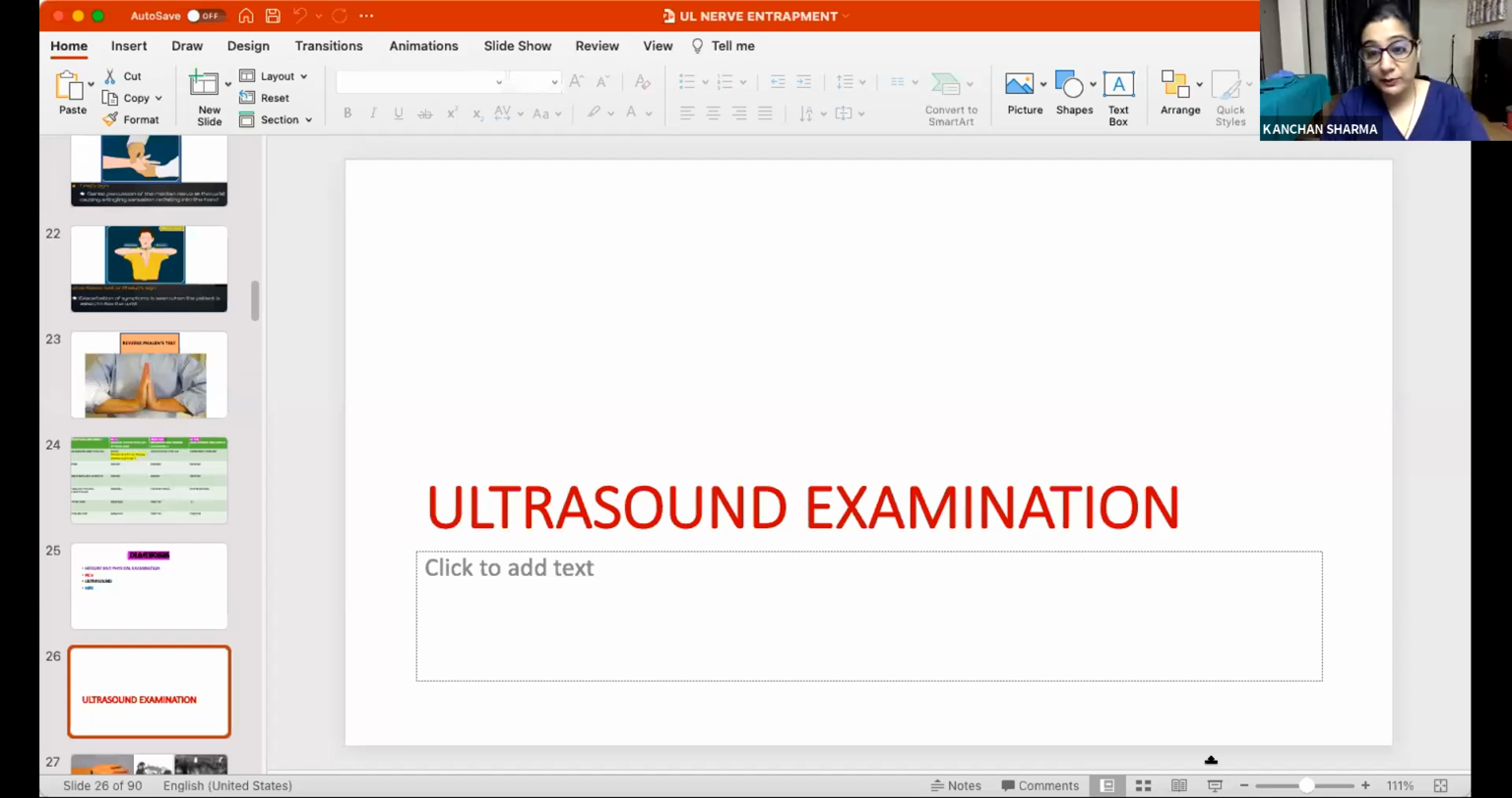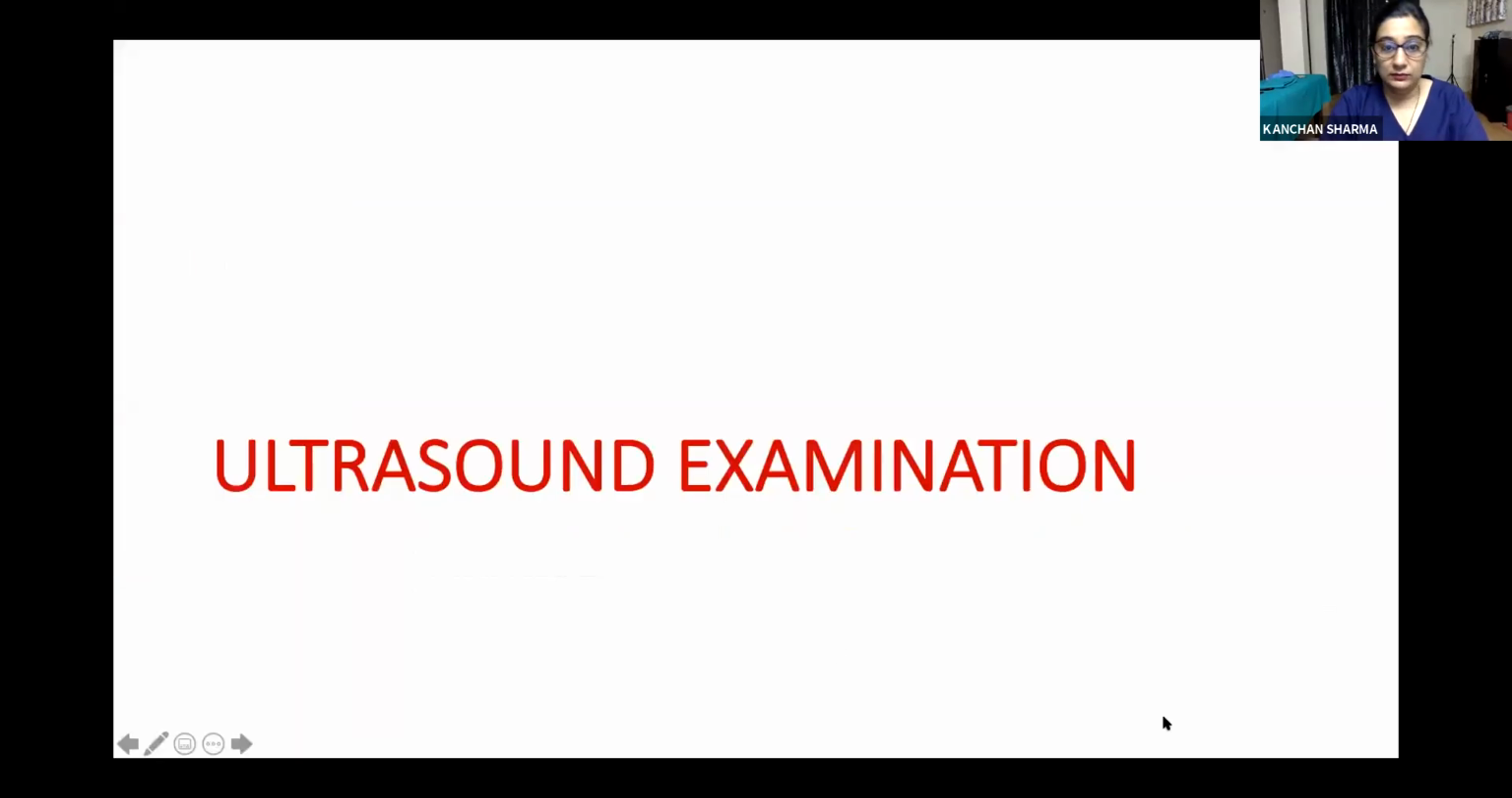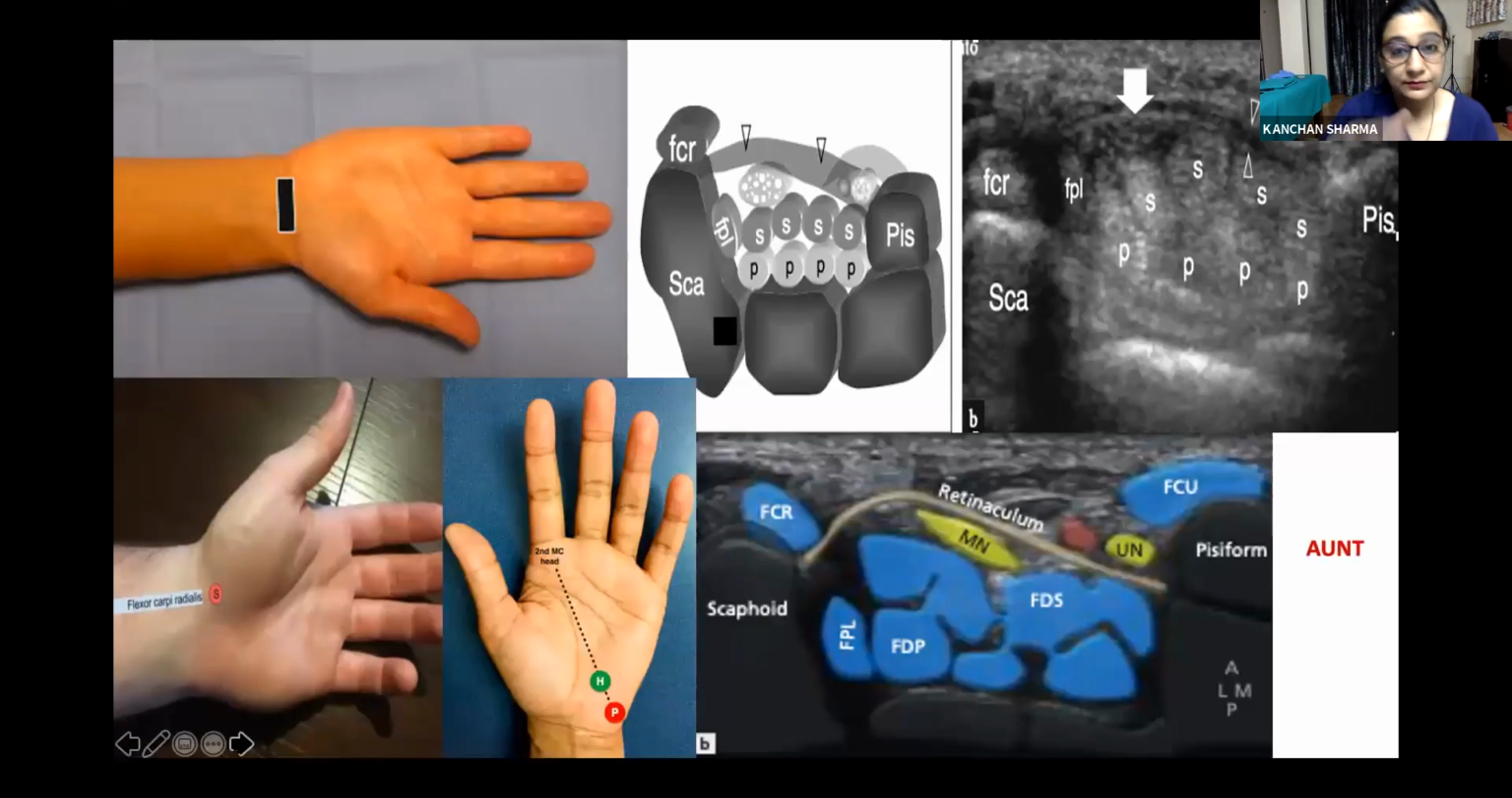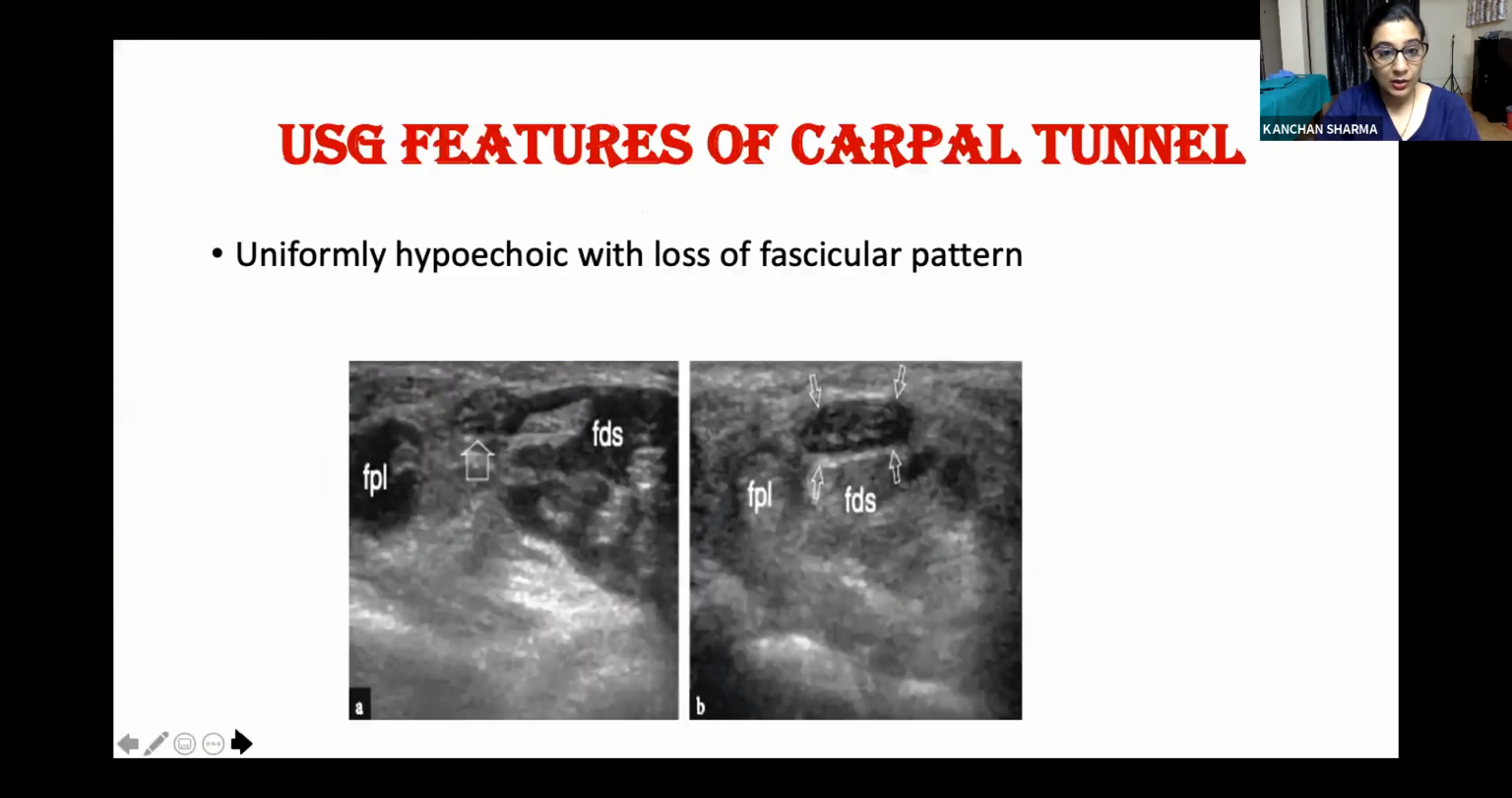So here comes your pathology. So many. This is what I have told you already. I'll be sharing this slide so that you can revise what I have told you. Now let's come to the pathology.